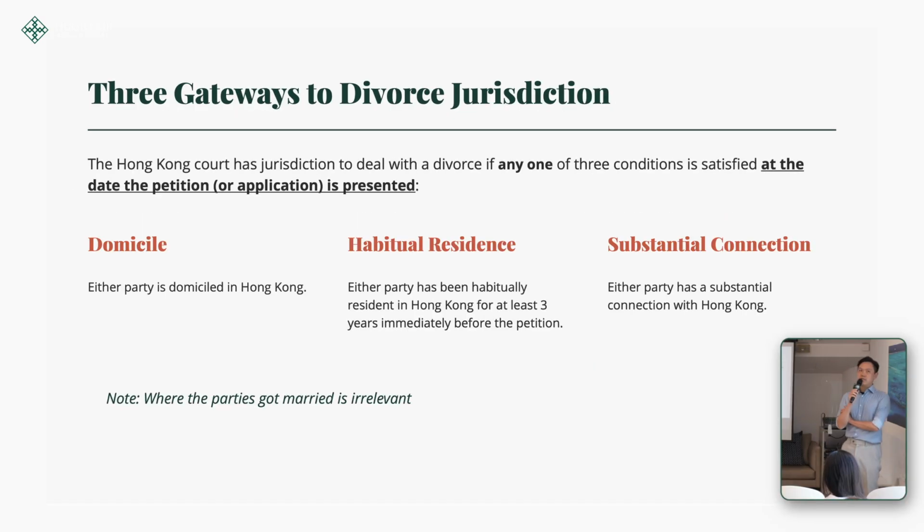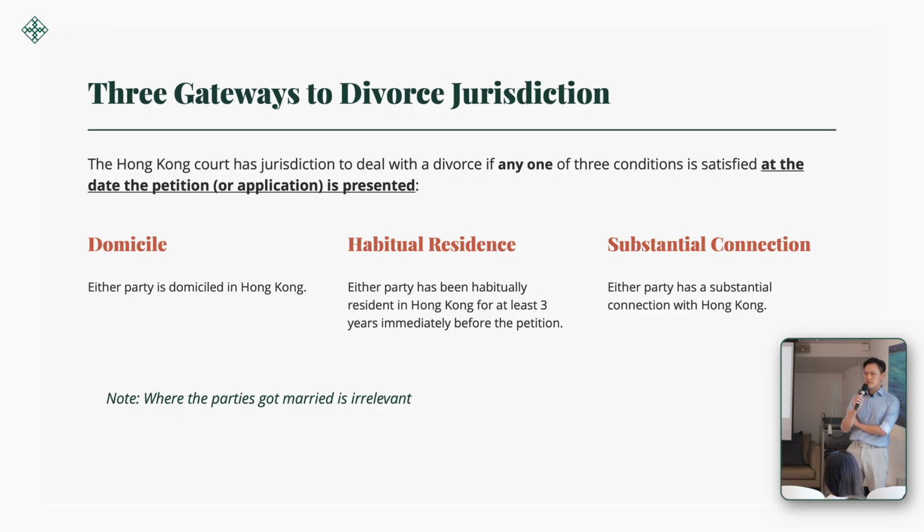All right. In order to invoke the family court's jurisdiction, there are only 3 grounds. 3 grounds only. The first one is domicile. The second one is habitual residence. And lastly, substantial connection.